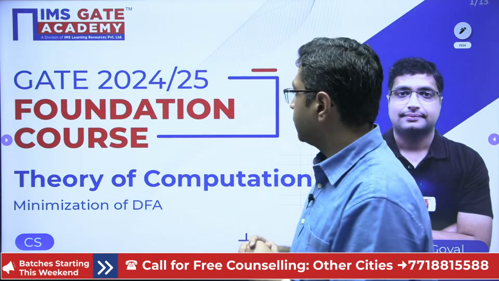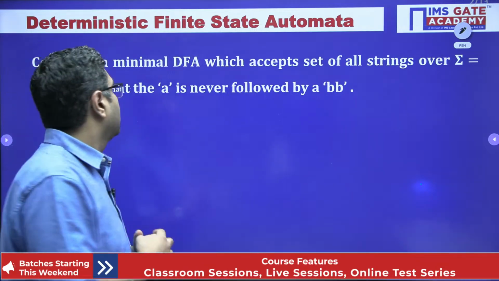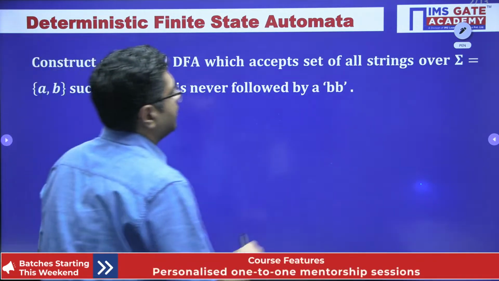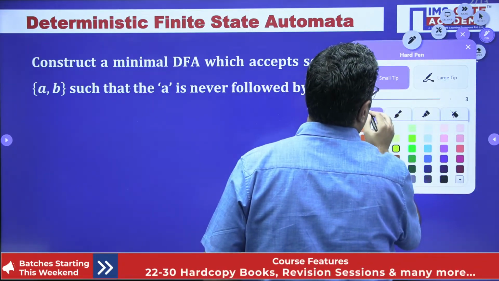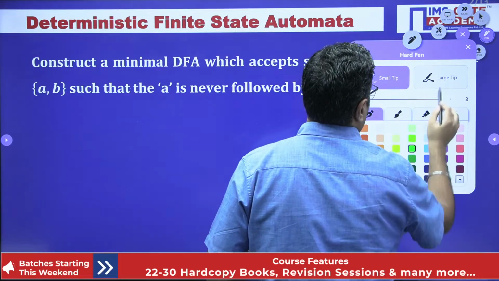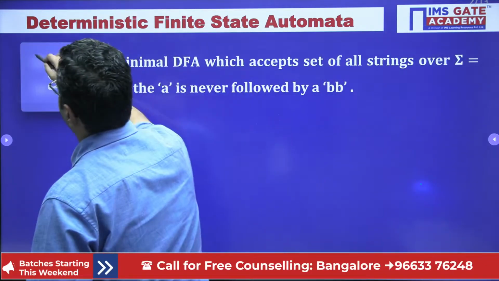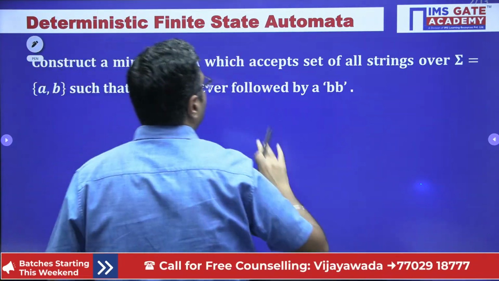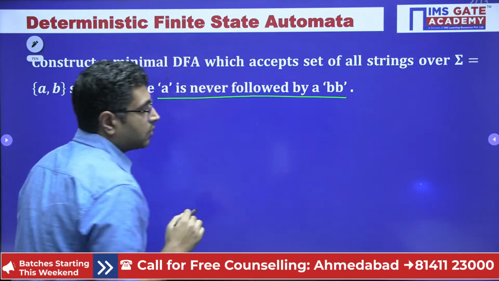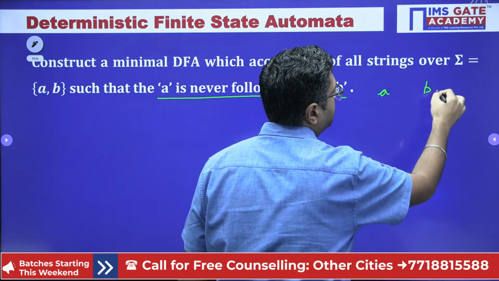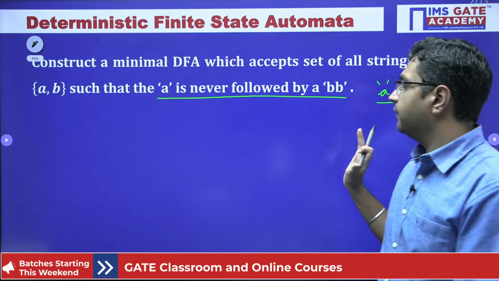So let's start directly with the question on deterministic finite state automata. The question says, construct a minimal DFA which accepts the set of all strings over sigma equals a comma b. So your sigma is still the same, that means sigma star is basically a comma b star. Your strings are a subset of sigma star such that a is never followed by bb. That means whenever you get an a, it should not be followed by bb. This should be avoided. This is the DFA which we want to make.